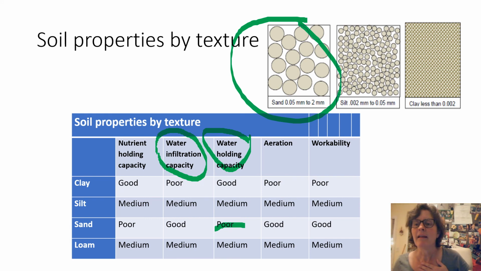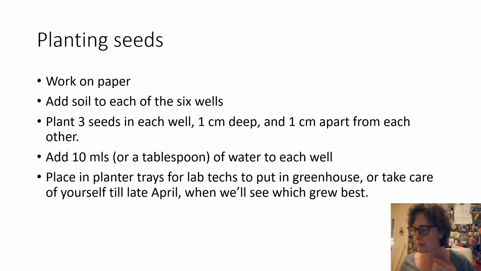And now for the competition. We get to plant 3 radish seeds per well in those little planter 6-packs. And then depending on whether we're in class or at home, you will add 10 mils or around a tablespoon of water to each well. Place these in either trays for the lab techs to put in the greenhouse, or take care of yourself till late April, and then hopefully we'll be able to be together in class again and see which grew best.